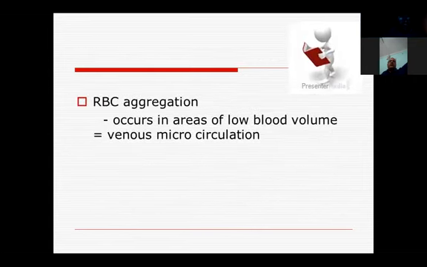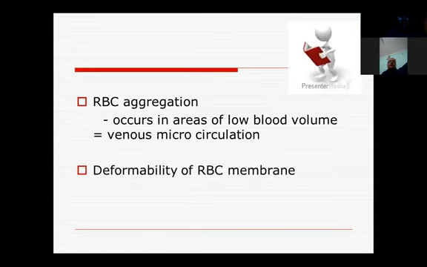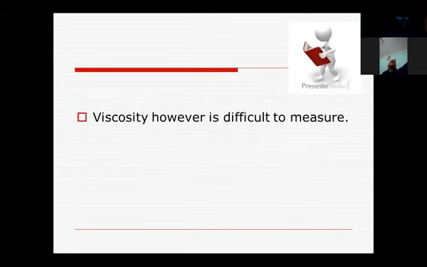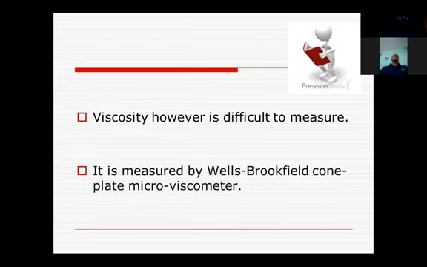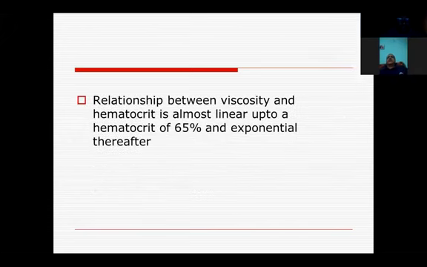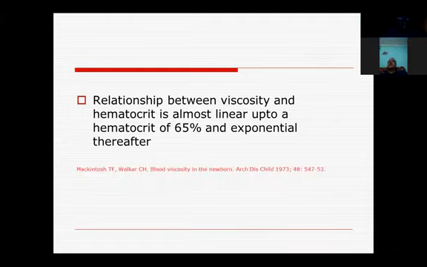Then the third one is RBC aggregation, which occurs in areas of low blood volume. Then there is deformability of the RBC membrane. So these are the important factors which affect viscosity. Viscosity is very difficult to measure. It is measured by a Wells-Brookfield cone plate microviscometer. The relationship between viscosity and hematocrit is almost linear up to 65% and exponential thereafter.